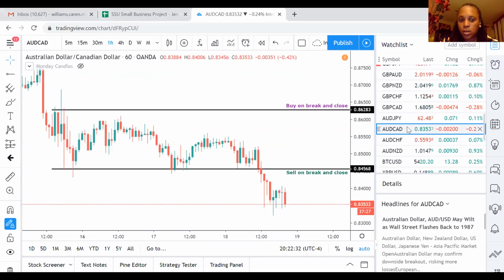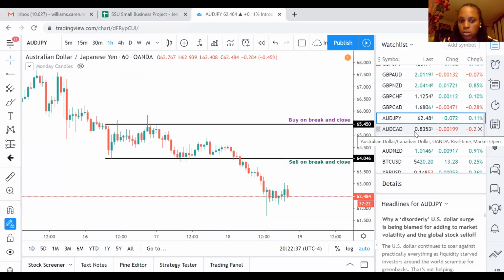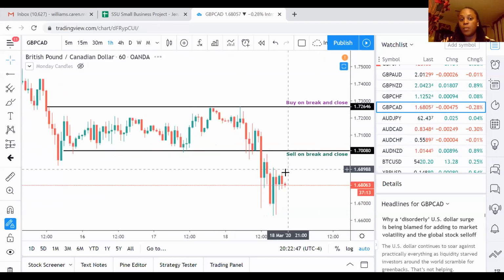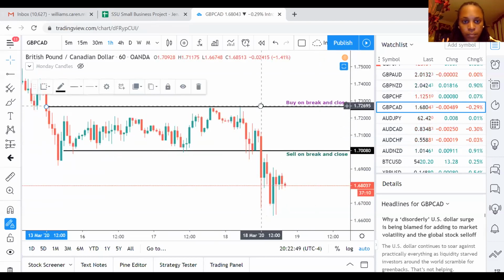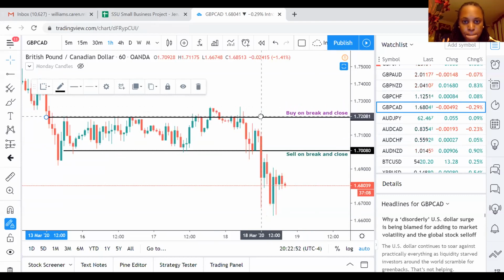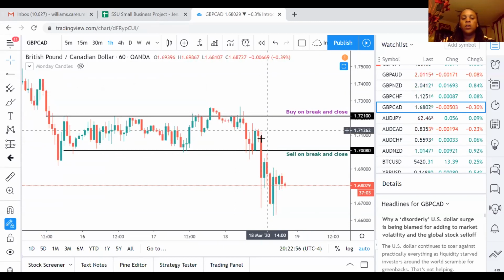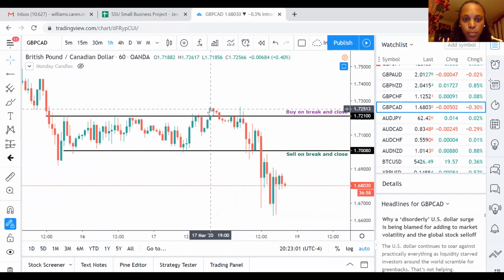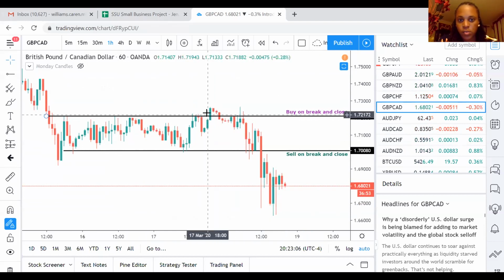So this is a good example. I have another example as well. But let's look at GCAD, for example. Let me bring this down here. Okay. So we went into this trade yesterday because we had a solid breaking candle here. This is a solid body break.